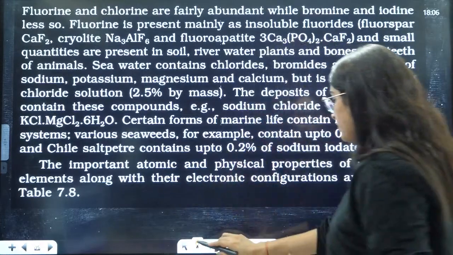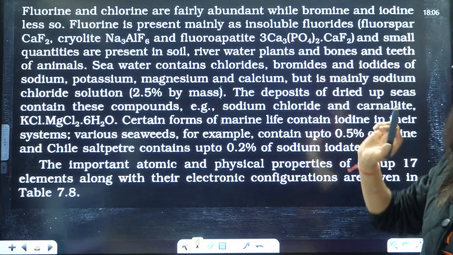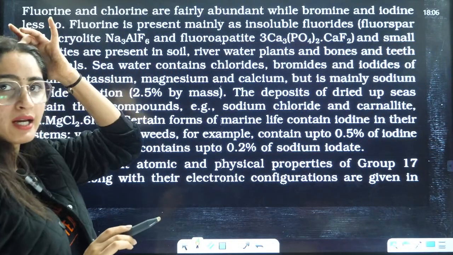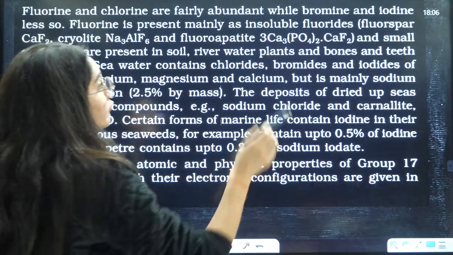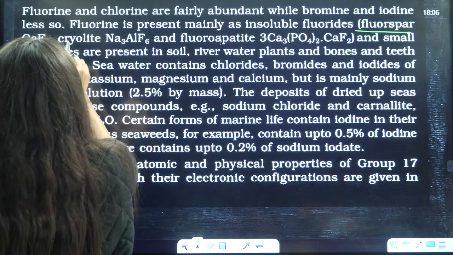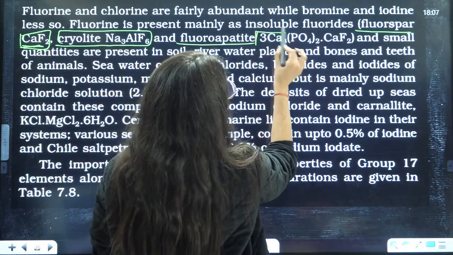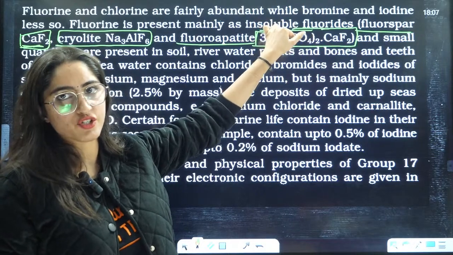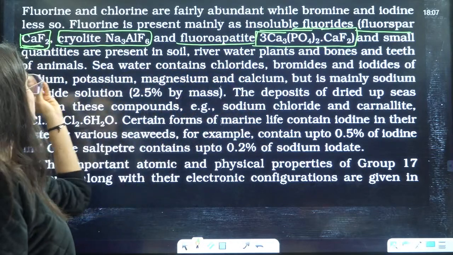Understood? Now let us talk about fluorine and chlorine here. Fluorine and chlorine are fairly abundant, while bromine and iodine less so. Fluorine is present mainly in insoluble fluorides like fluorospar, that is CaF2, cryolite, that is Na3AlF6, very, very important. Then you have fluoroapatite, that is Ca3(PO4)2·CaF2. This is repeated in this chapter, right? Small quantities are present in soil, river water, bones, and teeth of animals.